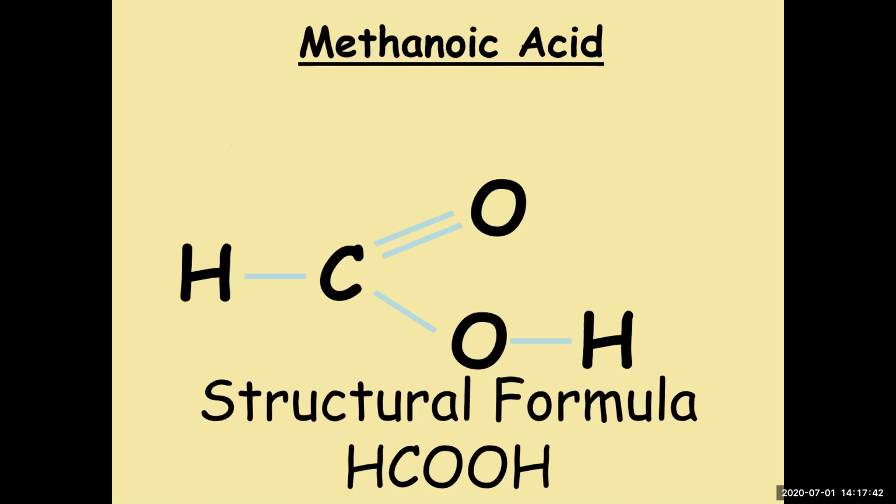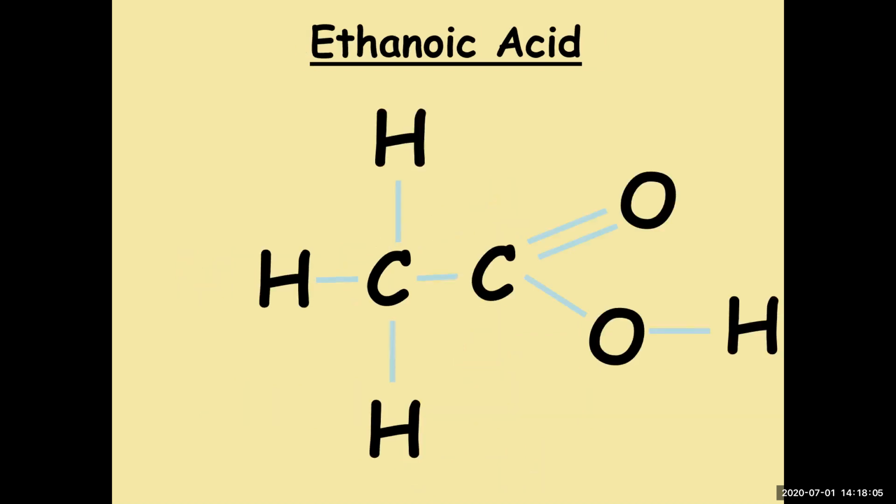So it's drawn like that. You draw your carbon, you draw your COO bit, which is a double bond to one oxygen, a single bond to the second oxygen, and a single bond to the hydrogen, and then on the remaining carbon bonds the hydrogens go on, and it's written as shown on here, HCOOH. Ethanoic acid has another carbon, but again ends with the COOH on the right hand side.